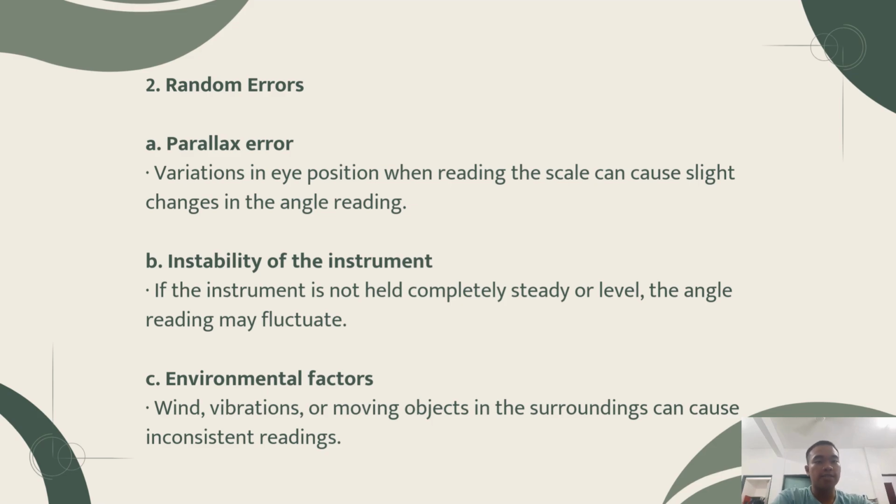Okay, next is instability. We were holding this instrument by hand. Even a steady hand shakes a little, causing the reading to fluctuate. Environmental factors. Of course, being outdoors, wind or vibration could affect the equipment, leading to inconsistent data.